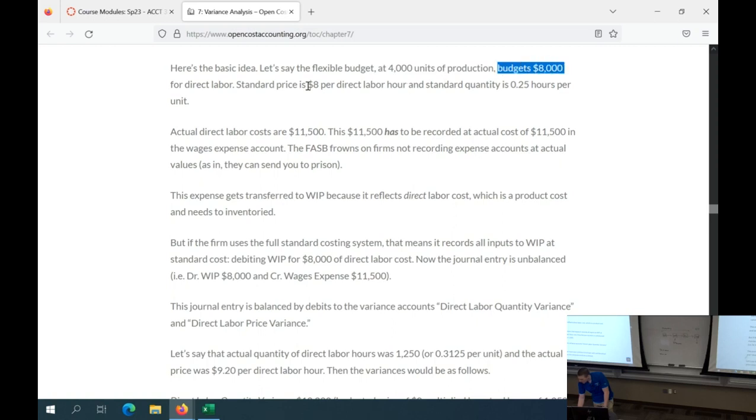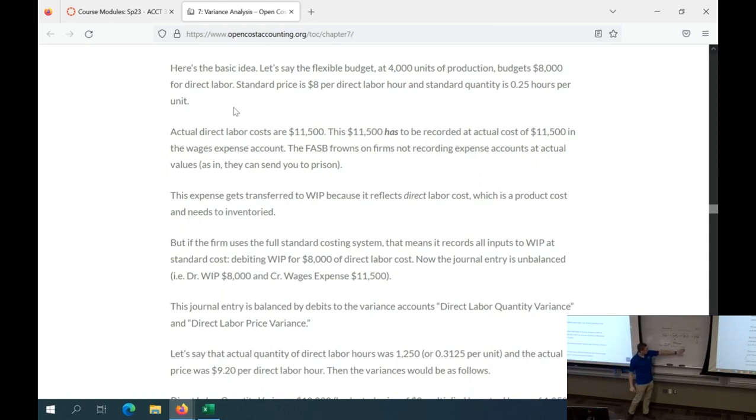We would budget $8,000 for direct labor because of a standard price of $8 and a standard quantity of 0.25 hours per unit. So I have used standard quantity in two different ways. I referred to 1,000 direct labor hours of standard quantity, which was the 4,000 finished goods units times the 0.25 standard quantity per finished goods unit.